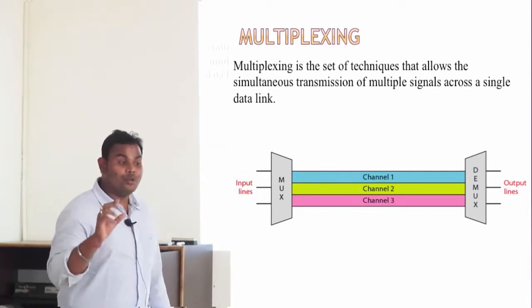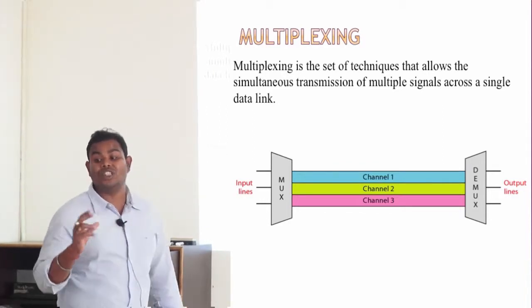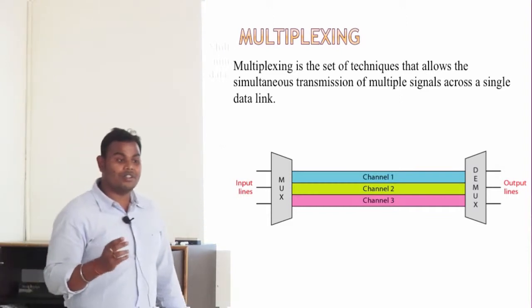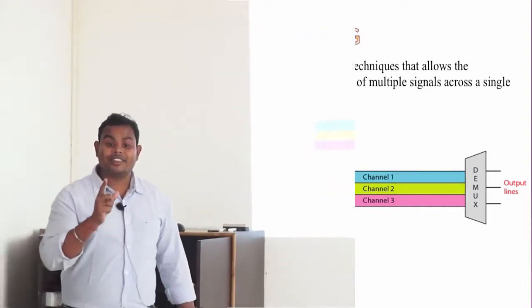And who is capable of carrying a huge amount of data? So if we are going to send one data item or one sender's data at one time, then what will happen?